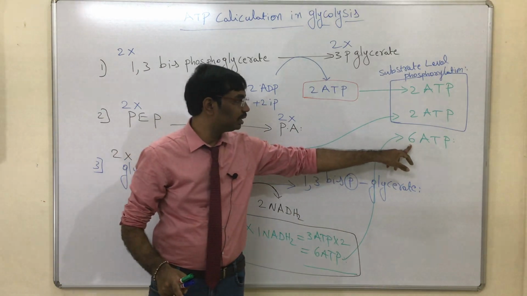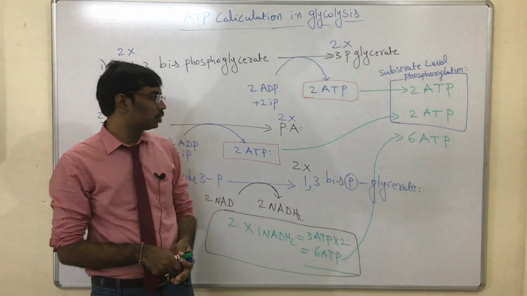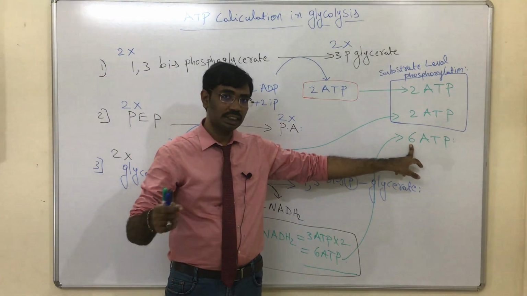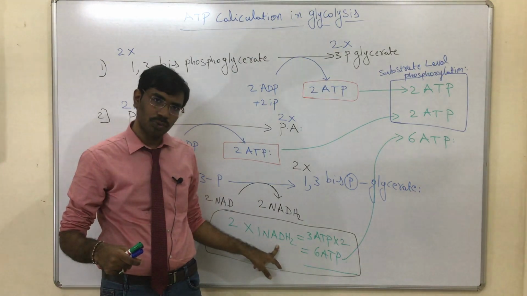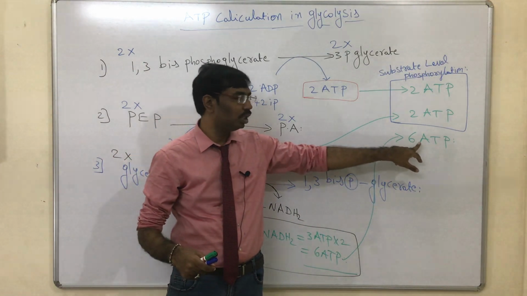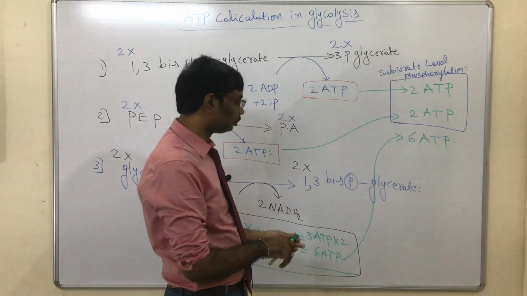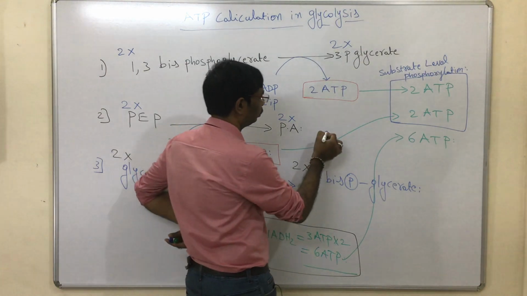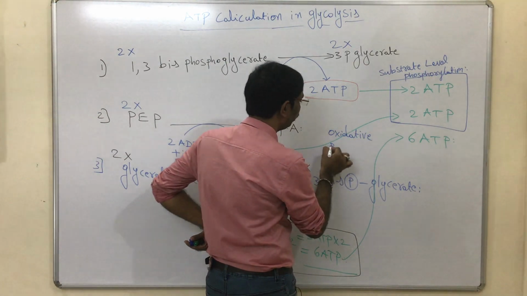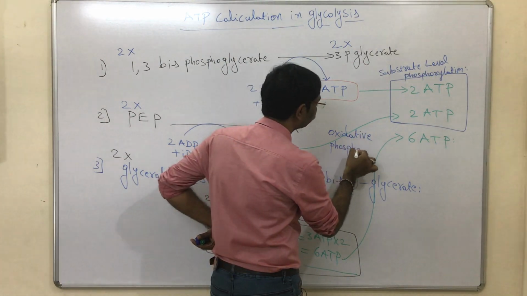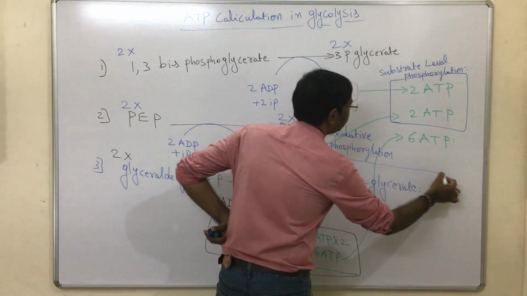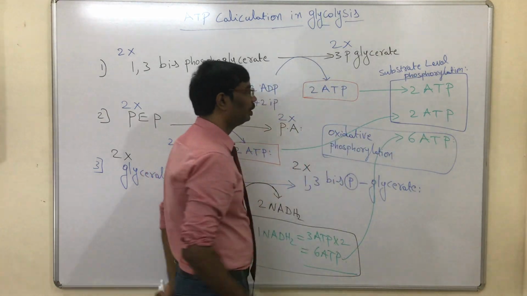This kind of ATP is called oxidative phosphorylation. Why is it called oxidative phosphorylation? Oxidative phosphorylation means ATP is synthesized because of the oxidation of NADH2 in the electron transport system. So this 6 ATPs is called oxidative phosphorylation ATPs.